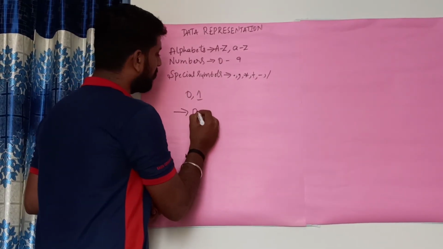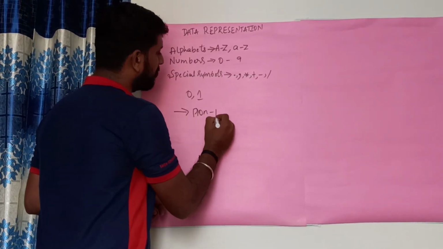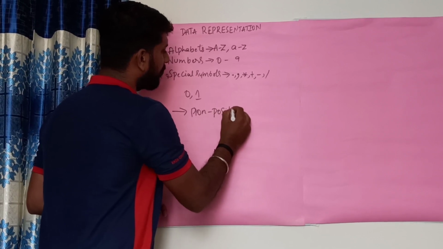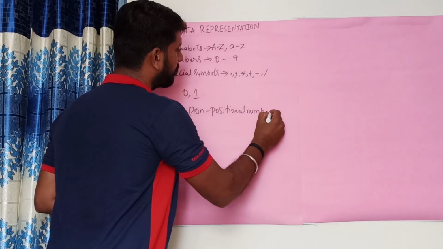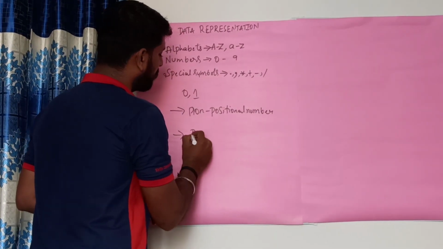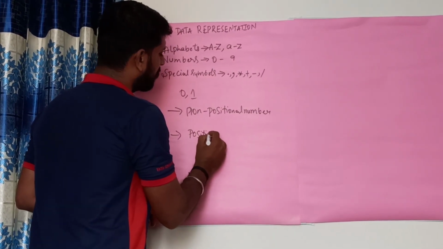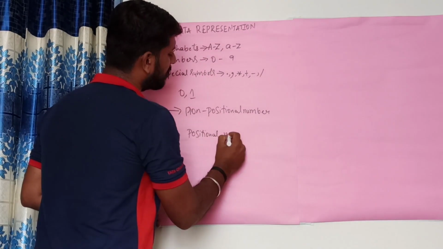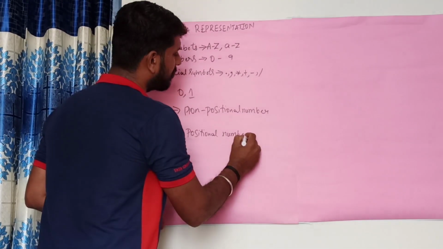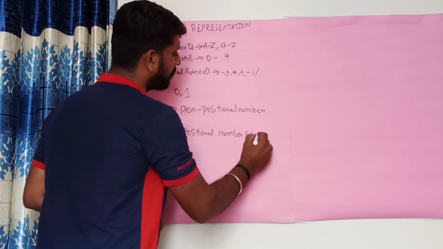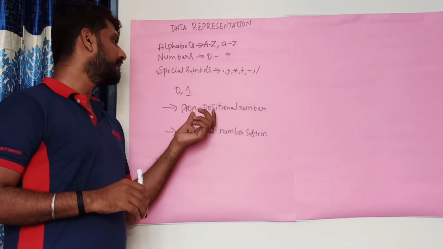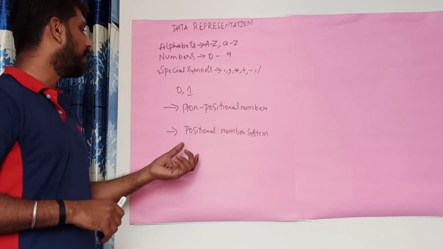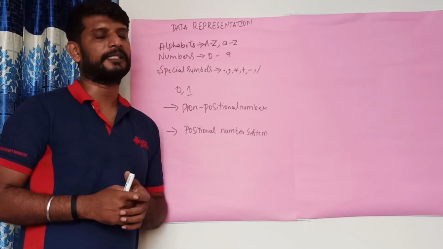One is called the non-positional number system, and the next one is called the positional number system. Now let us see what exactly is a non-positional number system and what exactly is a positional number system.